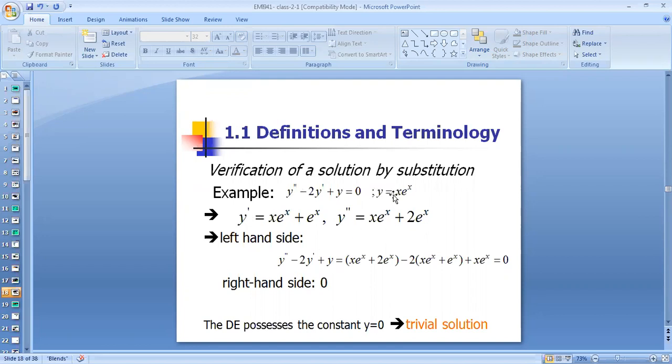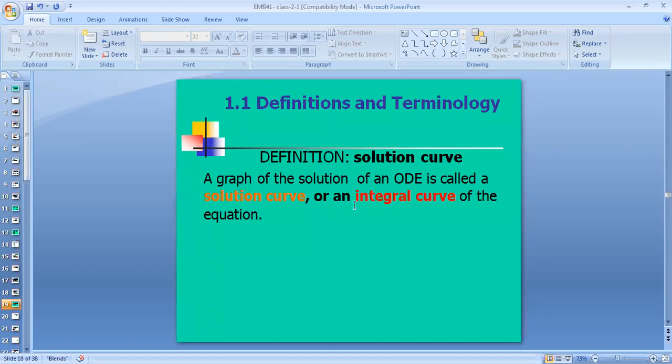So this can be represented as a graph of a solution. We can represent it using MATLAB or another software, Python or C++, etc. y equal to x times e to the power x can be represented as what? A curve, and this is actually called a solution curve or integral curve.